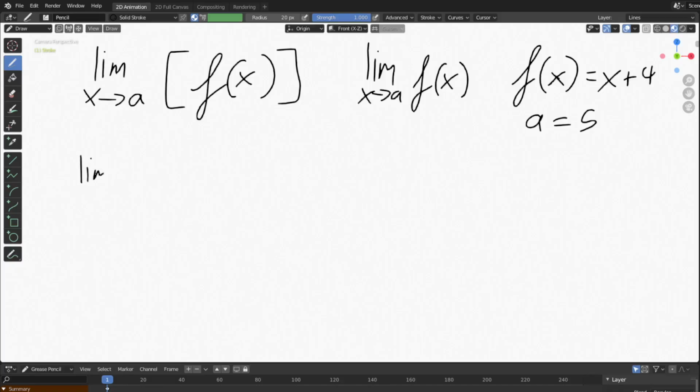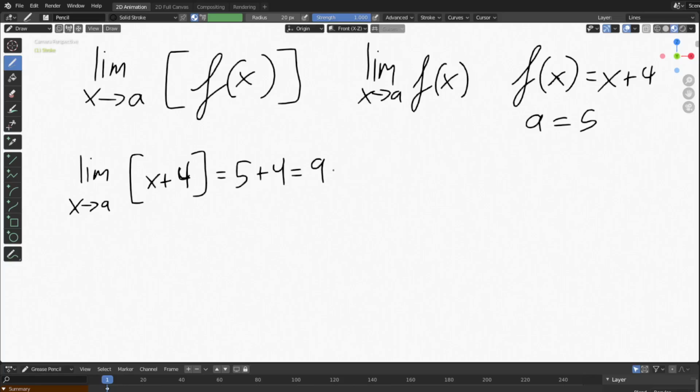So we're going to write out the limit as x approaches a of, you can either write in f of x or just write in x plus 4 directly, and it will equal, well, the value of f of x as x approaches a is 5, and in cases like these we can just plug in a into x. So we're just going to say 5 plus 4, which equals 9.